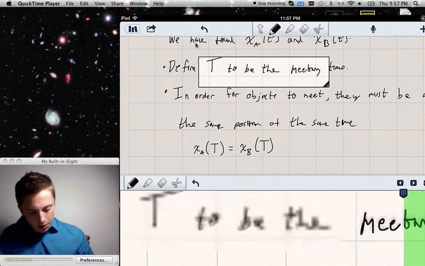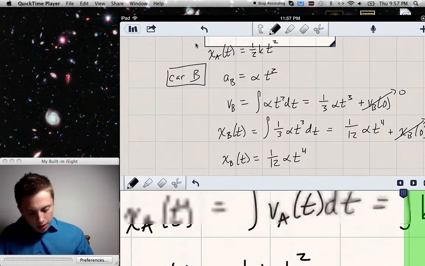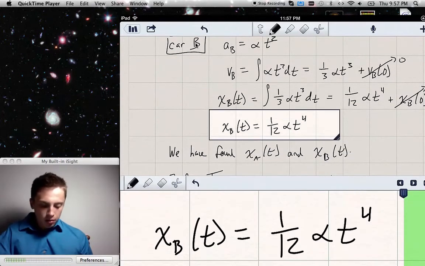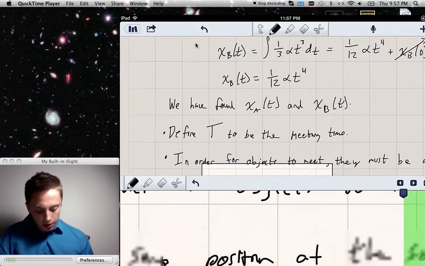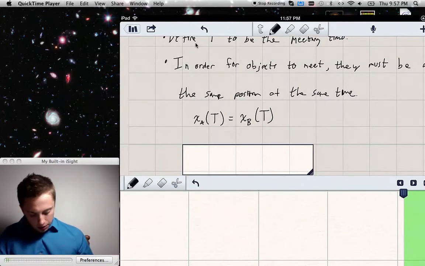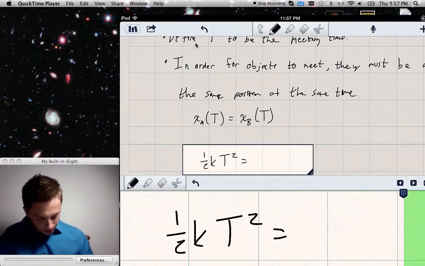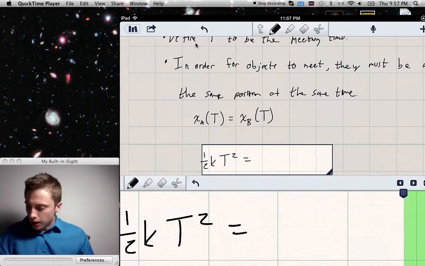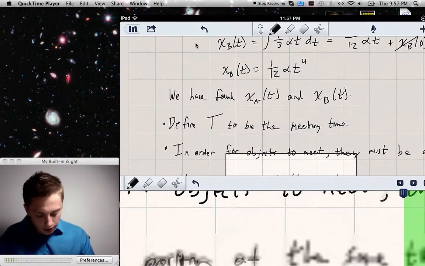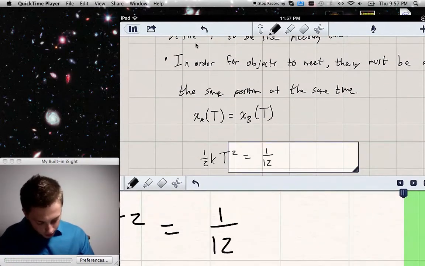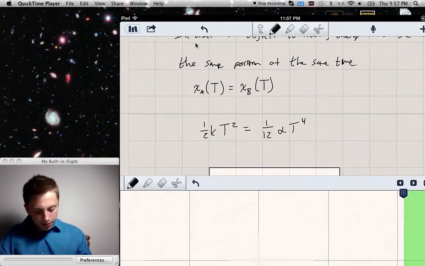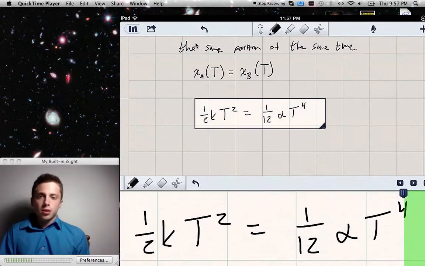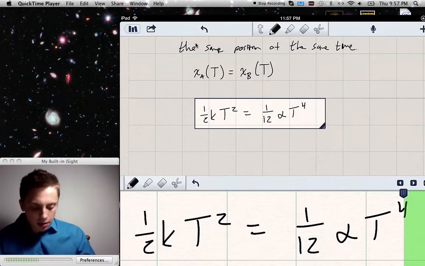Okay, so we just go back up here. We see that car A's coordinate is given by 1/2 kt squared, and car B's coordinate is given by 1/12 alpha t to the 4th. And we go ahead and evaluate those functions at the meeting time, which we do not know, but we can certainly put unknowns into our equation. And this is 1/12 alpha t to the 4th. Okay. Now we just look at this equation, and we see that the only thing that's unknown is capital T, the meeting time. So we can solve for capital T.